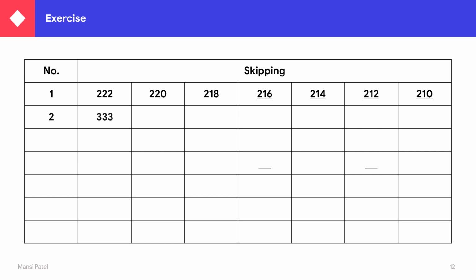Now your second number: 333, 330, 327. Your first rule, whether it is backward or forward: this is backward counting. By how much is it backward? By 3s. So you have to subtract 3 from the previous number. So 327 minus 3. 7 minus 3 is 4, and other digits you put as they are. So your answer is 324.